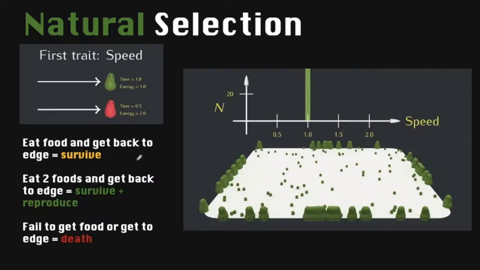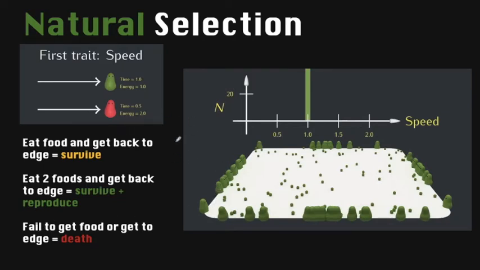Here's another example of natural selection. This is actually a simulation. You can find the video for this online on YouTube, but what this guy did is he invented this organism called blobs. The blobs live on the edge of this environment, and they venture out into the world and try to eat food and then get back to the edge. If they eat food and get back to the edge, they survive. If they eat two foods and get back to the edge, they survive and also reproduce. And if they fail to get food or get back to the edge, then they die.